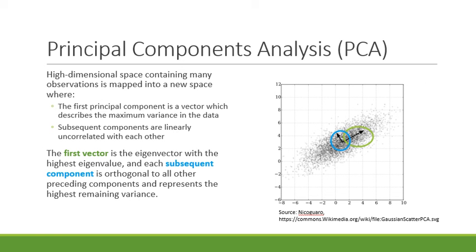A high dimensional space containing many, many observations can be mapped into a new space where the first principal component is just a vector which describes the maximum variance in the data. Subsequent components are linearly uncorrelated with each other. The first vector is the eigenvector with the highest eigenvalue, if you remember those terms from linear algebra. Each subsequent component is orthogonal to all preceding components and represents the highest remaining variance. So we're trying to capture as much information about the data as possible in our principal component vectors, and reduce the dimensions based on that information.